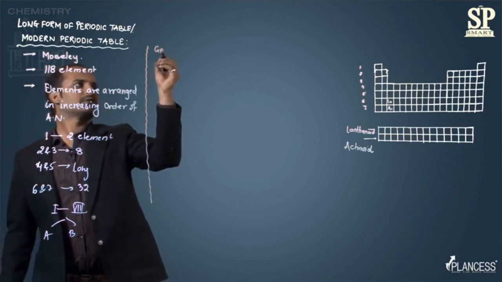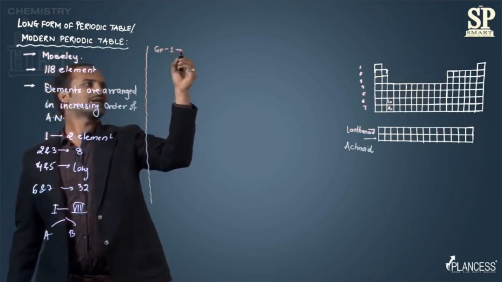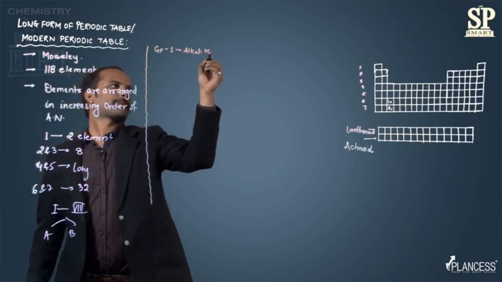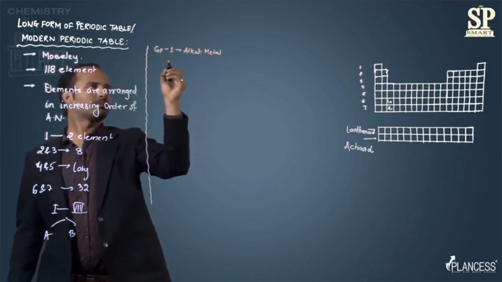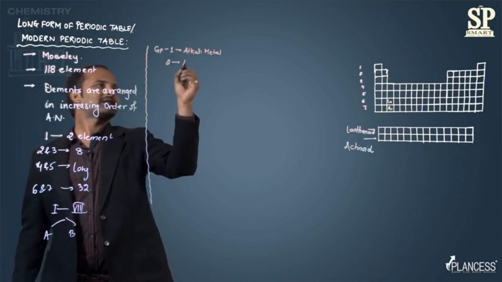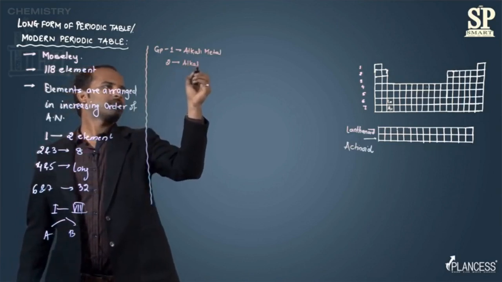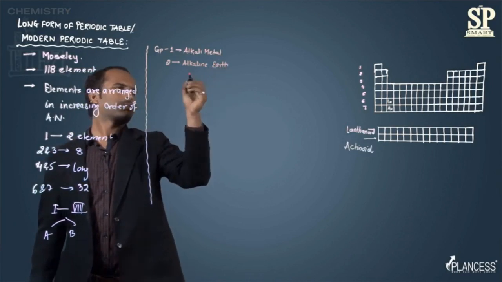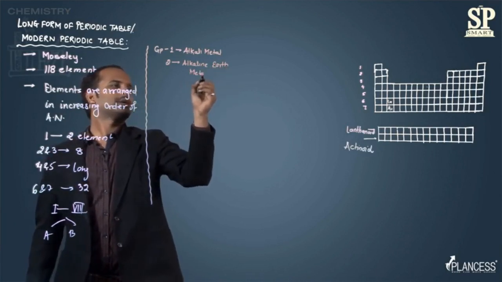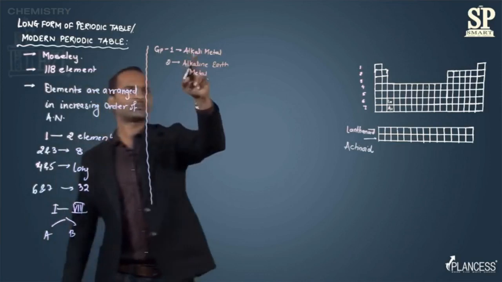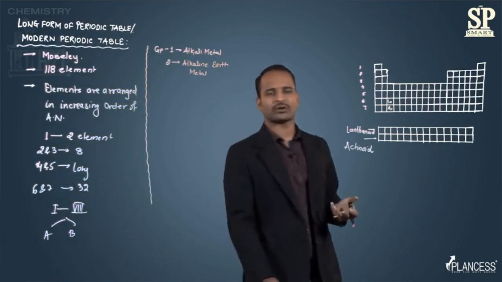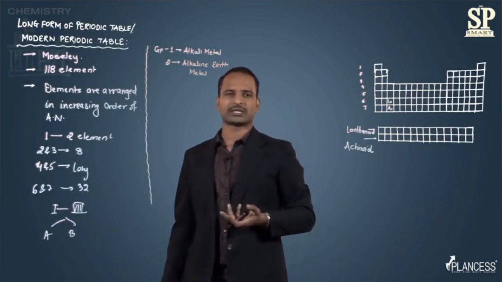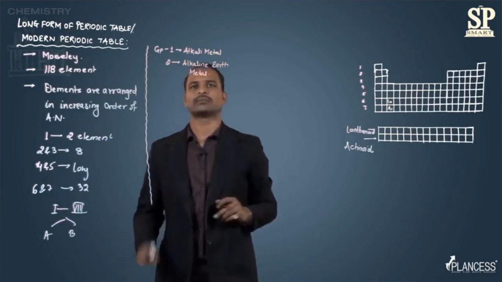So group number 1 is called alkali metals. Group number 2 is called alkaline earth metals. Alkali metals are the metals whose hydroxides or oxides, when dissolved in water, produce a base, that is an alkali, that's why they are called alkali metals.